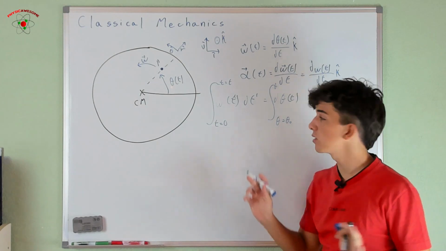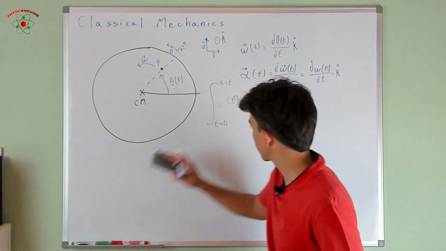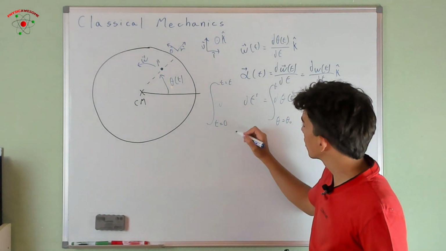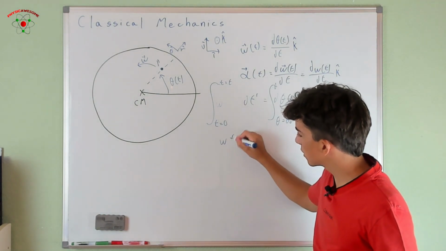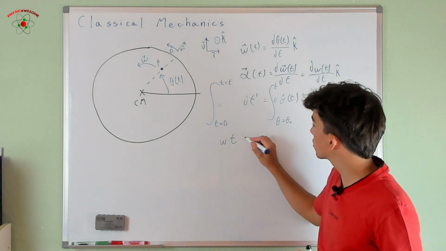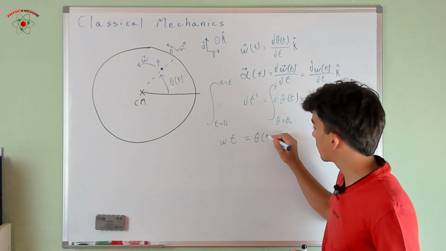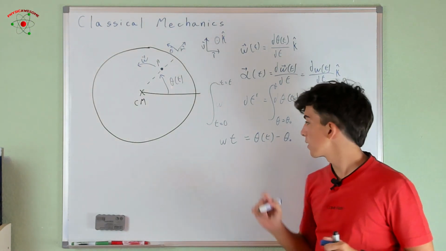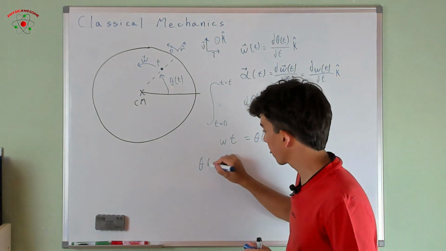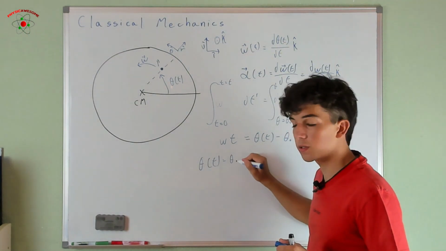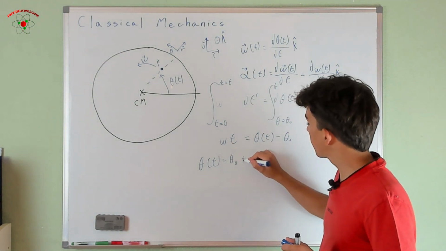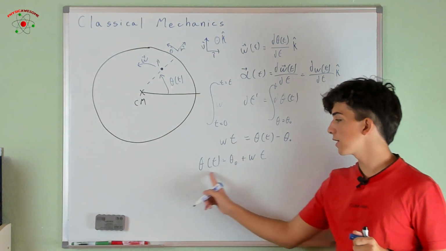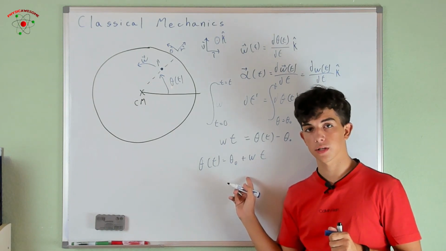Now, when we're integrating this, we find that w, for now, we're just going to take it as a constant, as if it's not a function of acceleration, and by integrating it, we're going to find that w times t is going to be equal to theta as a function of time minus our initial theta sub 0. Therefore, theta of t is going to be equal to theta of 0 plus wt, in the case in which w is constant.